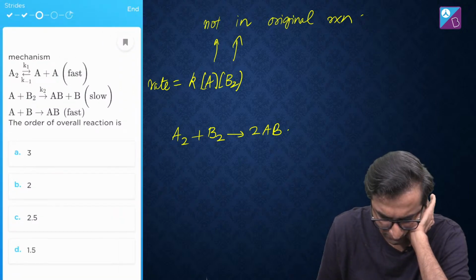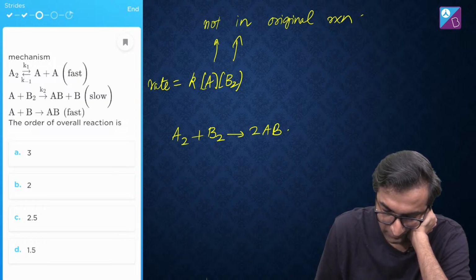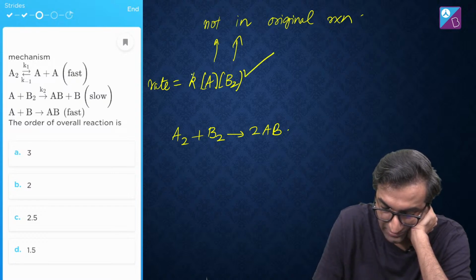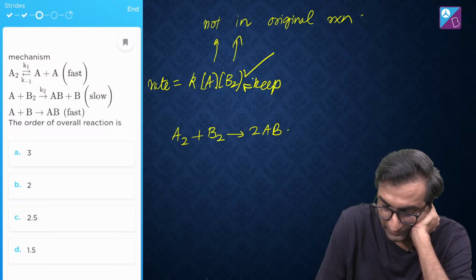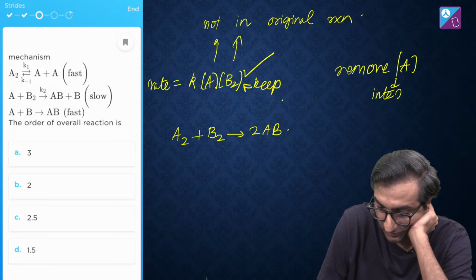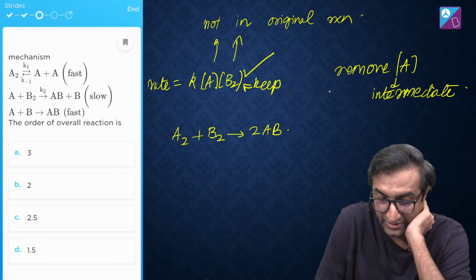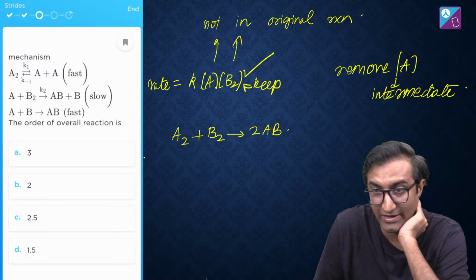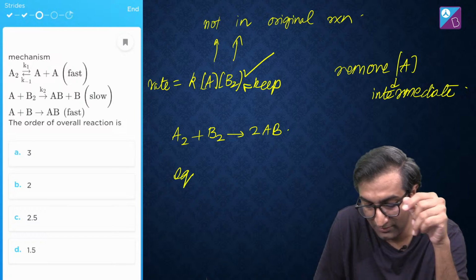Okay, so how did you get 1.5, Rudraji? Can you tell me? If I say this, how do we proceed further? So I can keep B2. Let us keep B2. But I have to remove A because this is an intermediate. How on earth do I remove A? Because look at the first reaction. First reaction is a fast reaction, but there equilibrium is happening.